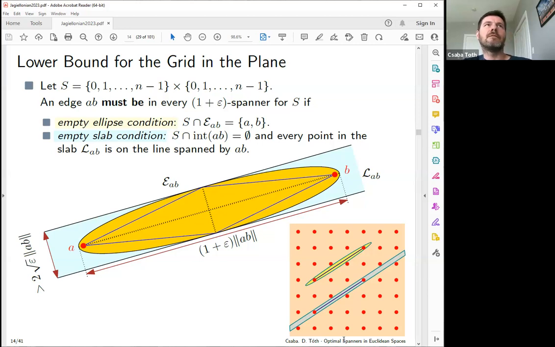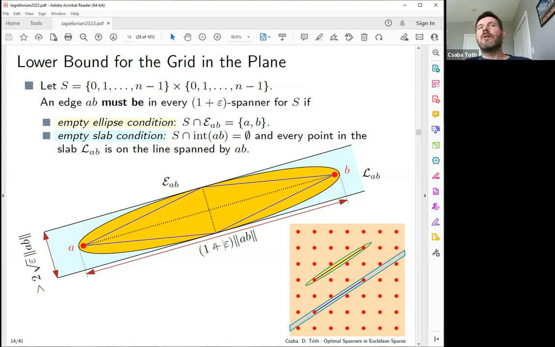There are two conditions. One is the empty ellipse condition. If you have 2 points A and B, and epsilon, a given parameter, then any path of length 1 plus epsilon times AB must be inside this ellipse with foci A and B, as pictured. Usually for small epsilon, these ellipses are very skinny and long. So if there's no other point in this ellipse, then A and B must be connected. There must be an edge in this spanner between them.